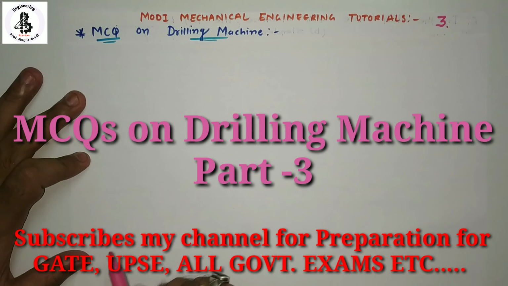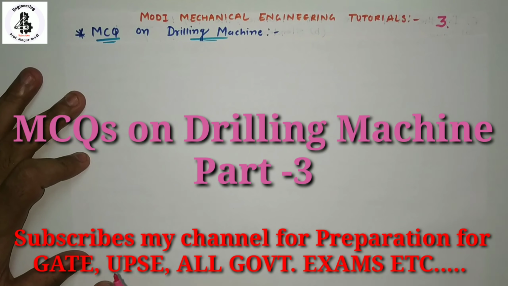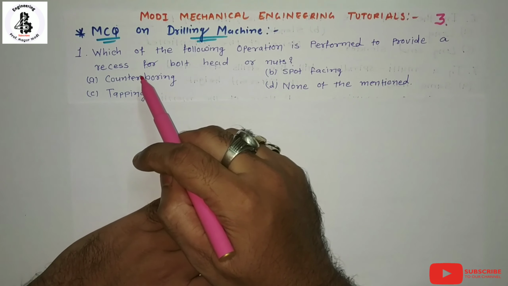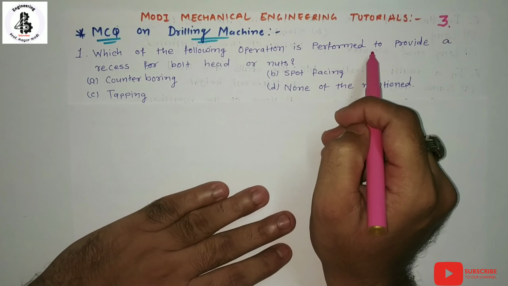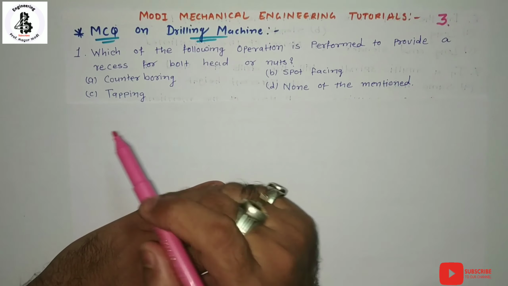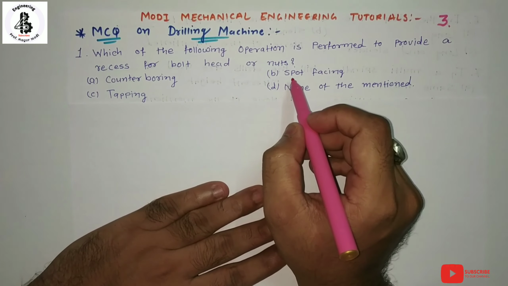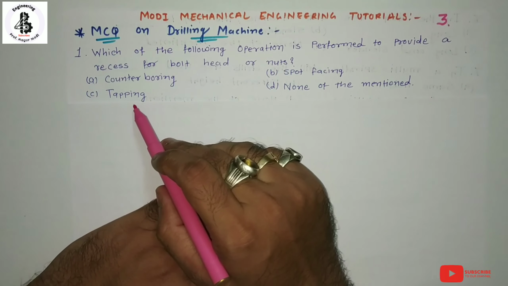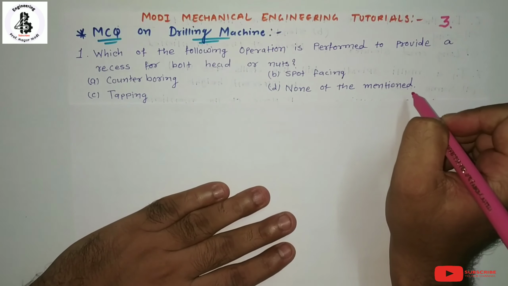So let us start with our session number 3 on MCQs on drilling machines. Starting with question number 1. Which of the following operations is performed to provide a recess for bolt heads or nuts? Option A, counter boring. Option B, spot facing. Option C, tapping. And option D, none of the mentioned.